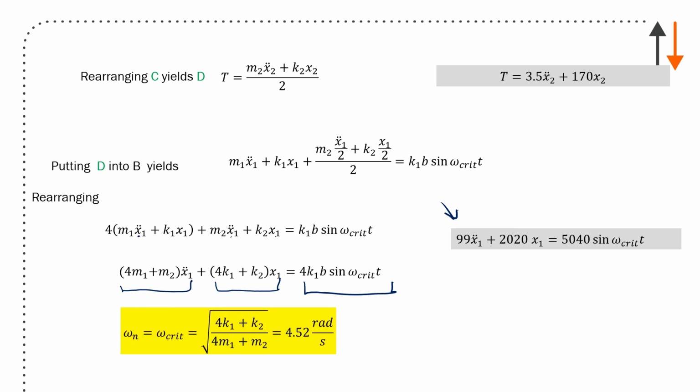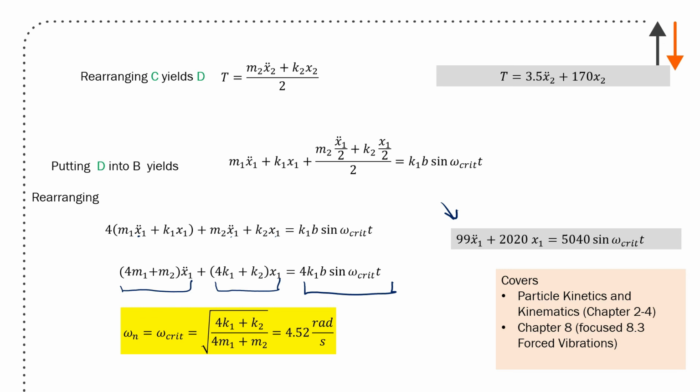Omega critical is going to be the natural frequency. Substitute in all of those terms together, and I end up with 4.52 radians per second. Particle kinetics and kinematics, not really rigid body, chapter 8, and it's a focus on forced vibration.